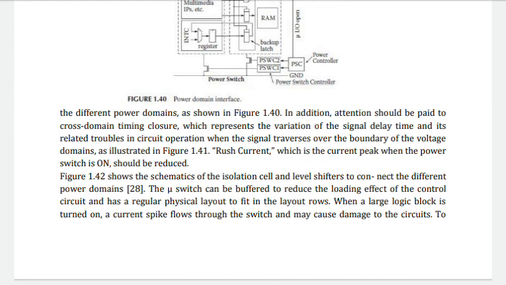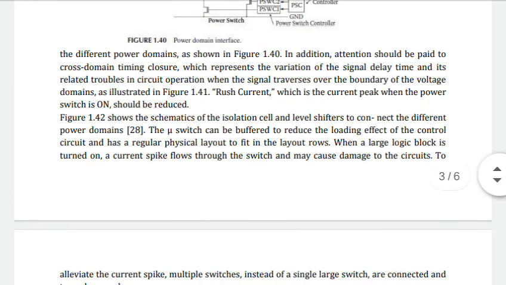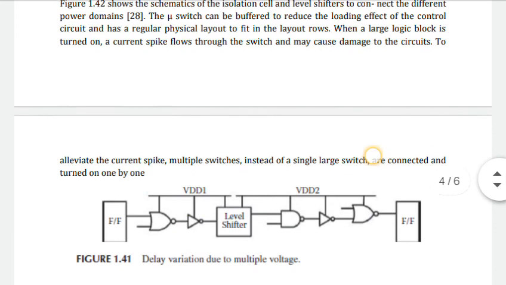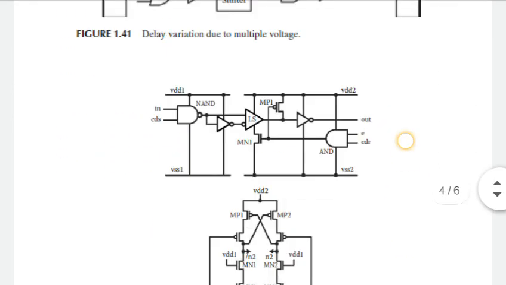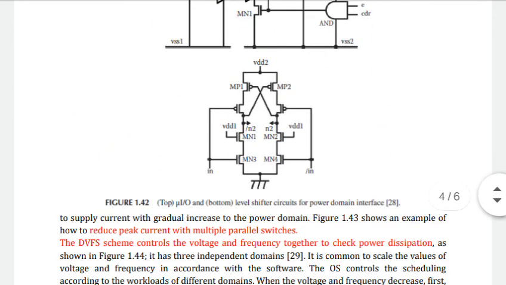These are all just examples. Okay, you have to just go through this. This shows the delay variation due to the multiple voltages. Then the level shifter circuit for power domain interfaces. Just have a look at this.